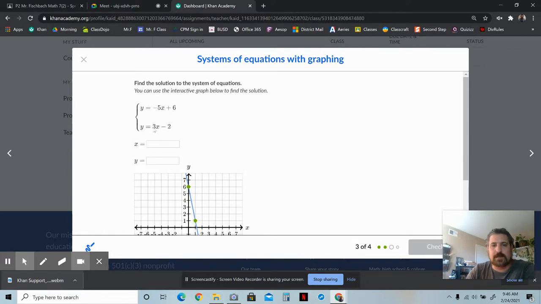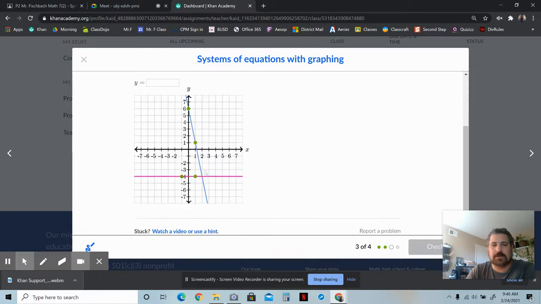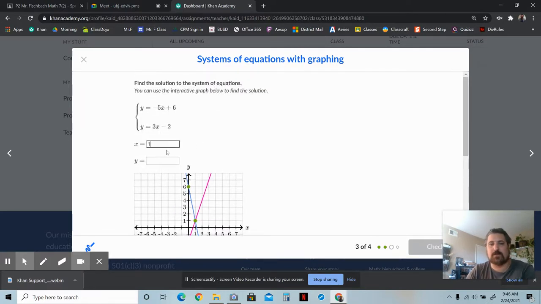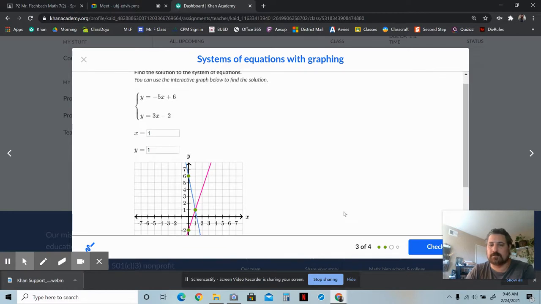The second line is 3x minus 2, so we know that it's going to have a slope of 3 and a y-intercept of -2. So it's going to cross the y-axis at -2, and then from there it's going to go up 1, 2, 3 and to the right 1. Oh, perfect. Up 1, 2, 3 to the right 1 means we're back on the line, and we have our perfect intersection point at 1, 1. So we can see that these two lines cross at 1, 1. So when x is 1, y is 1, and that's how easy that is. Perfect.